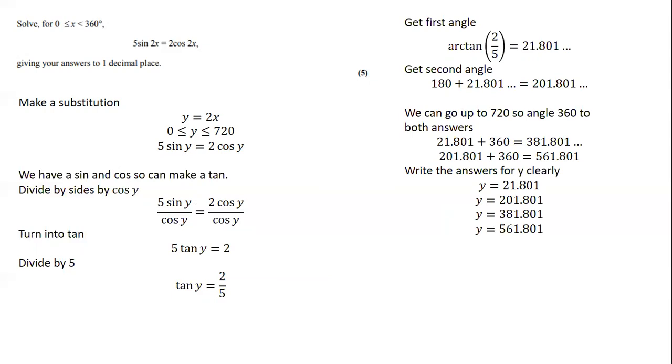I'm using lots of accuracy, more than just one decimal place, so I don't get rounding errors when I go for x. To get x, I need to divide by 2, because y is 2x, so x is y over 2. So divide those 4 answers by 2, and round to one decimal place, as the question says. And there you go, there are the 4 answers. Easy 5 marks. You could use a calculator, or you could use Solvent to check you've got them right.